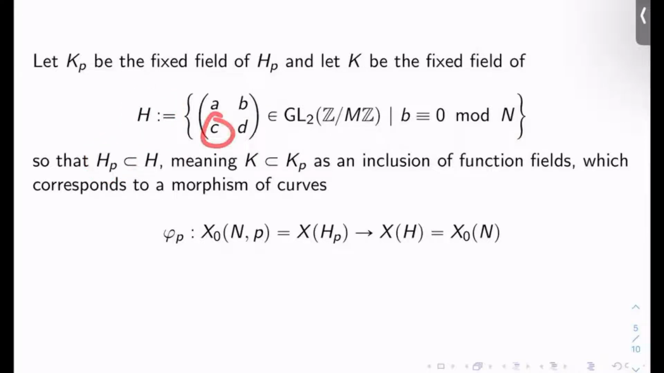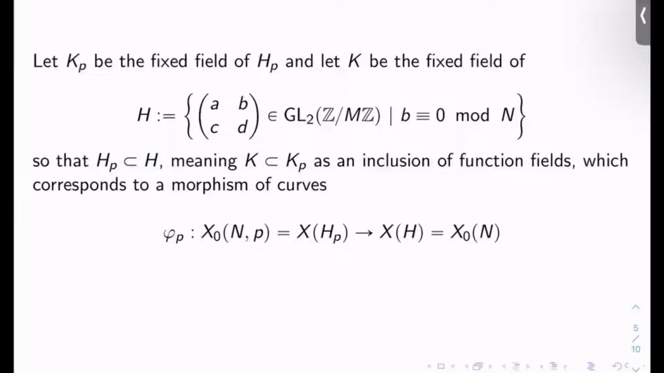C had to be 0 mod P, but B still had to be 0 mod N in the definition of HP. So HP is contained in H. But that means, by Galois theory, K is contained in KP, right? The fixed field of H has to be contained in the fixed field of HP. Well, that's just saying K is contained in KP as an inclusion of function fields.